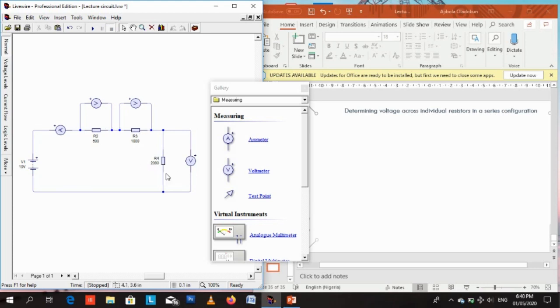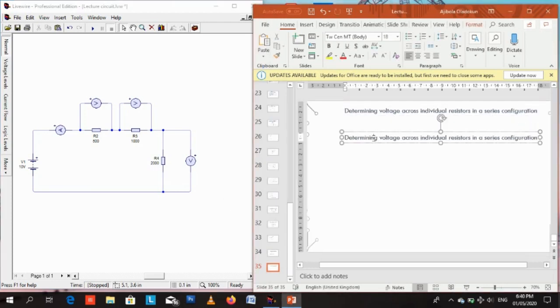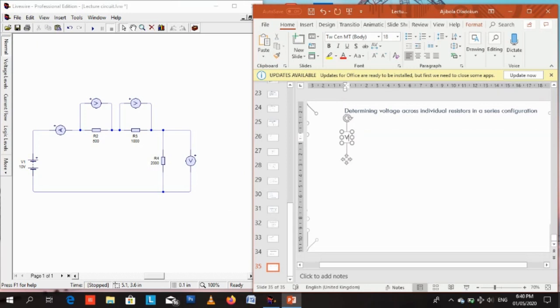We've confirmed that before. Before we run the simulation, let's do the calculation. Let's see whether you can determine the voltages across each resistor by calculation, then we'll verify it using Live Wire. So V2 equals I2 times R2, from Ohm's law. Remember from Ohm's law that V equals IR. So to get V2, V2 will be I2 multiplied by R2.